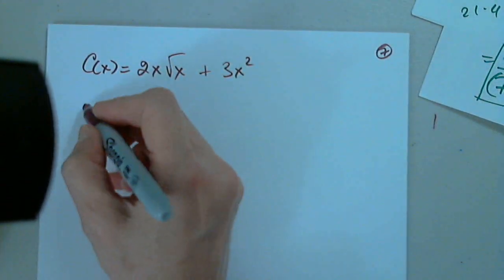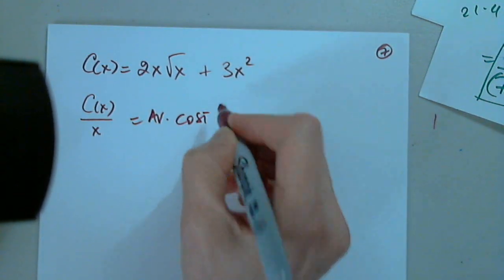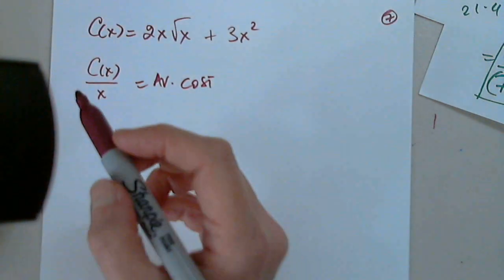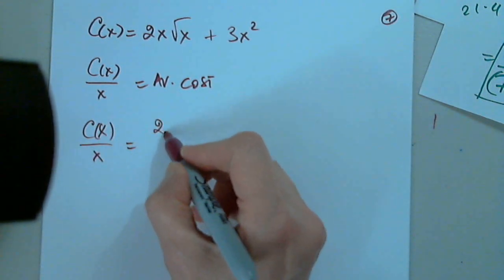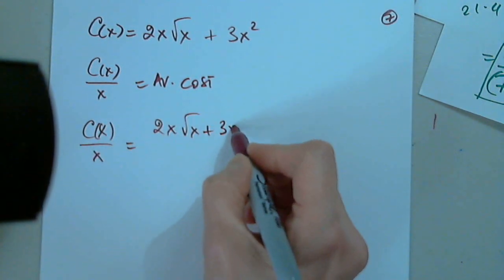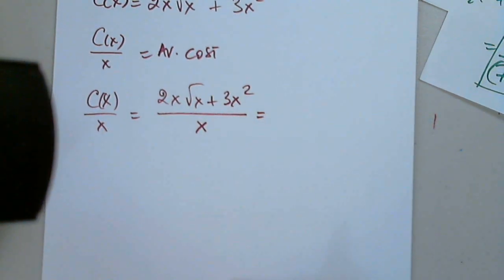So let's say we're asked to find the average cost. This is the average cost. As we did before, c of x over x is 2x the square root of x plus 3x squared divided by x. Anyone remembers what is the next step? What do we need to do?